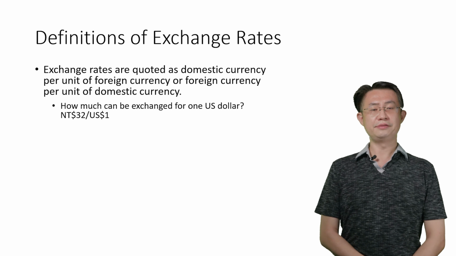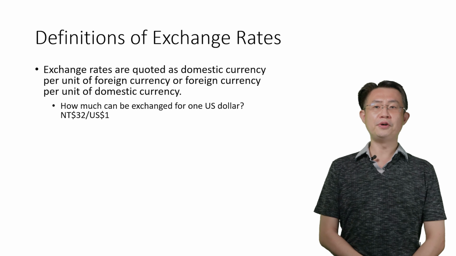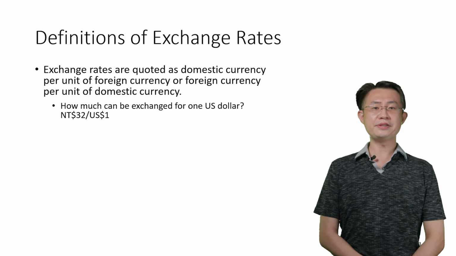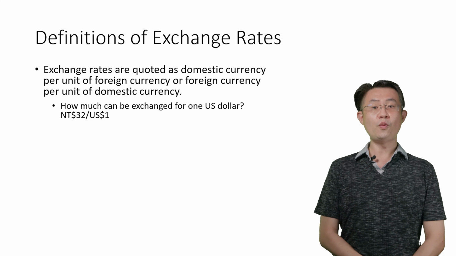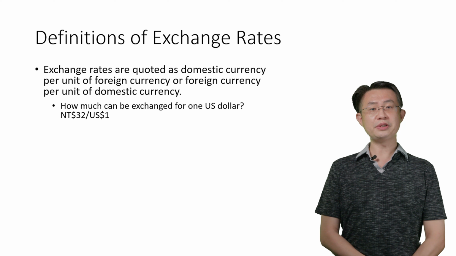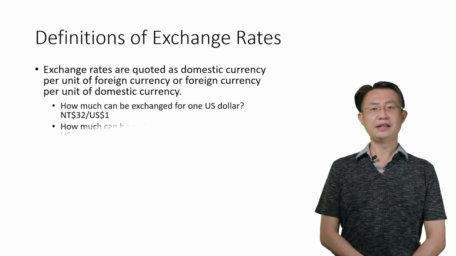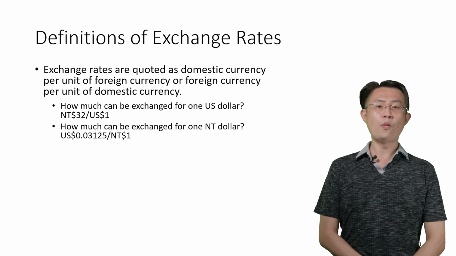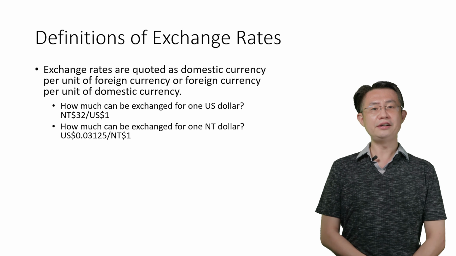So we can ask people or look up the exchange rate. We want to measure how much can be exchanged for $1 US. If today's exchange rate equals 32, 32 means we can exchange 32 NT dollars for $1 US, right? Or in other words, $1 US can buy 32 NT dollars. The other way to illustrate the exchange rate is to ask how much can be exchanged for 1 NT dollar. If you want to exchange for 1 NT dollar, how much US dollar is needed?